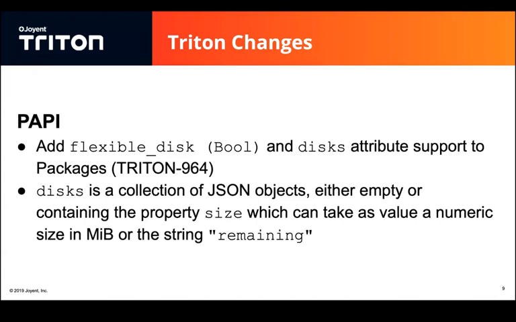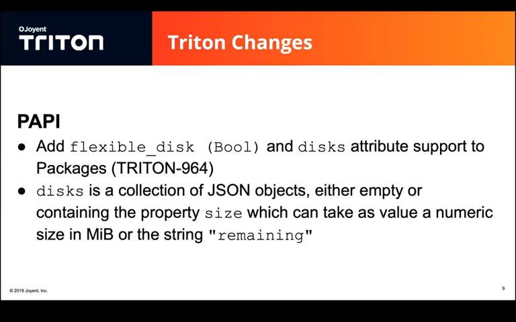And the PAPI changes were pretty straightforward. We just added the flexible disk boolean, so that means that exactly what Mike showed before, that when we set flexible disk here, we will set that attribute in flexible disk size to the package. And we add a disks attribute to support multiple disks for a given virtual machine. This is a collection of objects, either with some particular values.